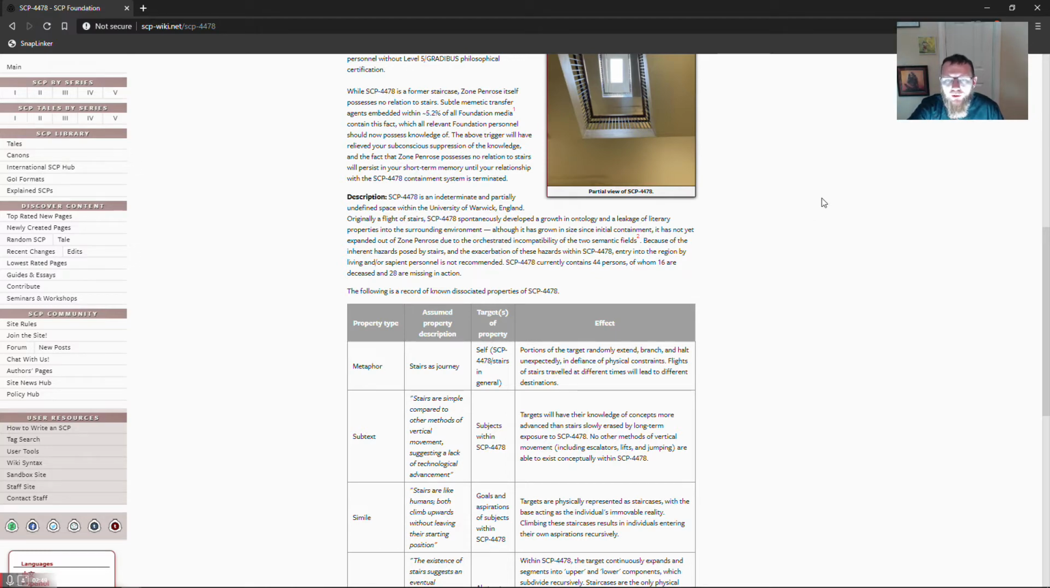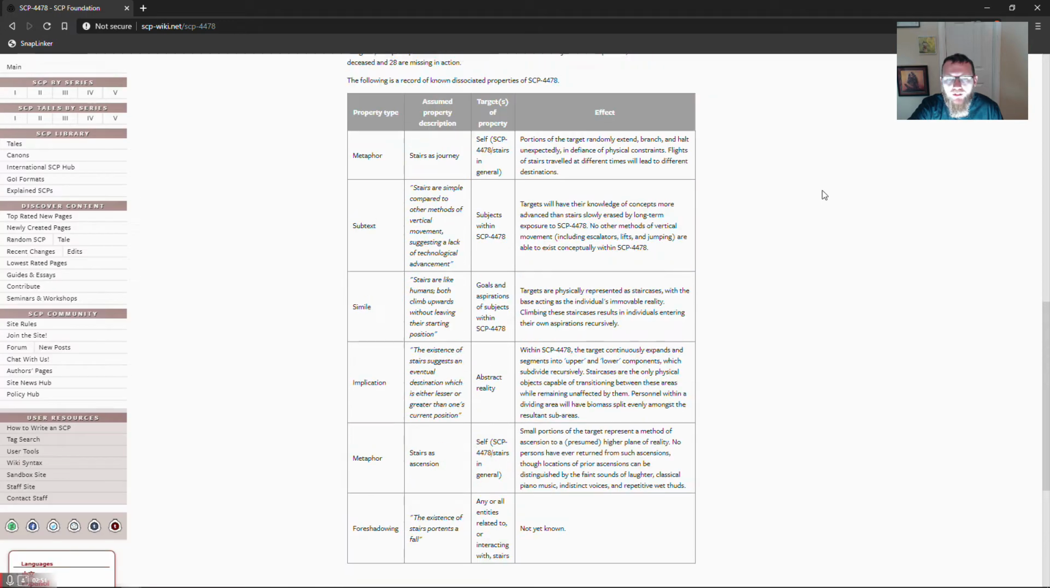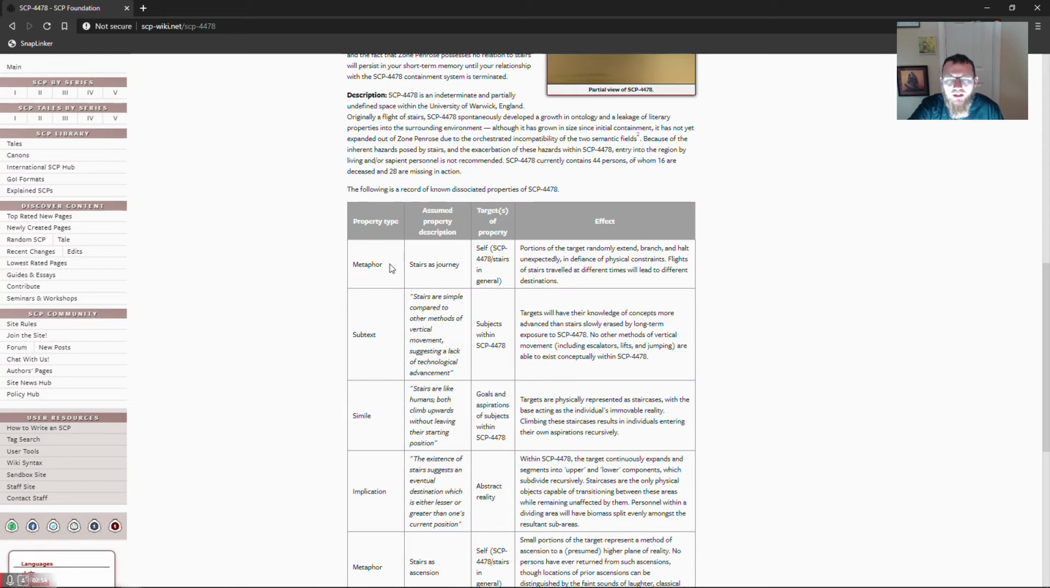The following is a record of known dissociated properties of 4478. The property type: metaphor. Assumed property description: stairs as journey. Targets of property: self, 4478/stairs in general. So it seems using this metaphor of stairs as a journey causes portions of the target to randomly extend, branch, and halt unexpectedly in defiance of physical constraints. Flights of stairs traveled at different times will lead to different destinations.